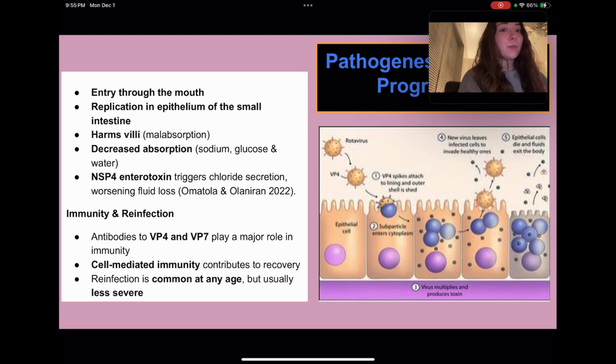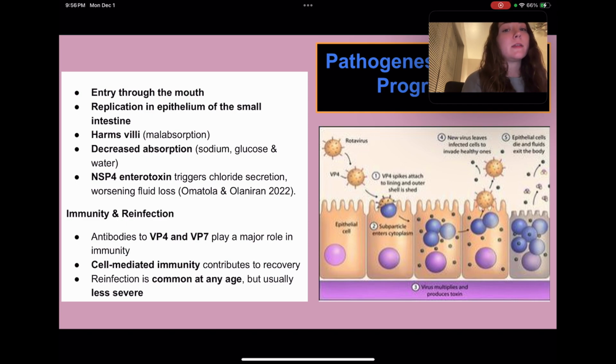It enters through the mouth. Replication in the epithelium of the small intestine. It harms the villi, which contributes to malabsorption, decreased absorption of sodium, glucose, and water. The enterotoxins trigger chloride secretion, worsening fluid loss.